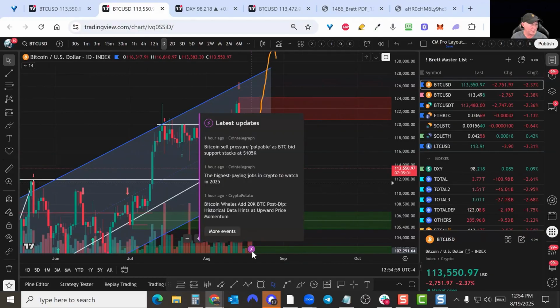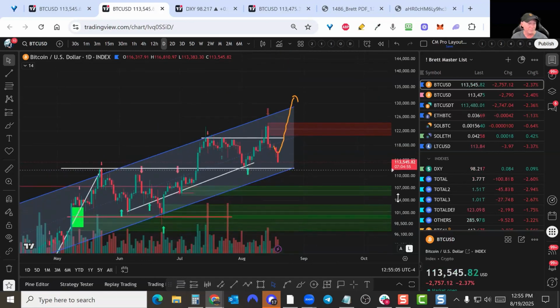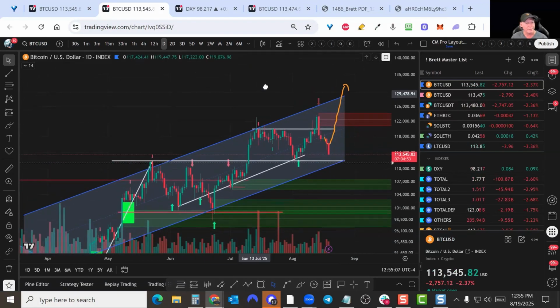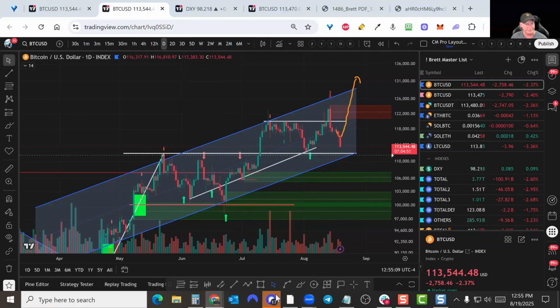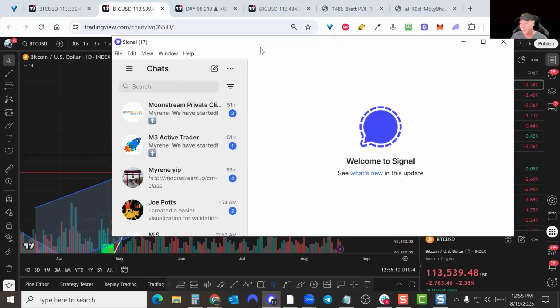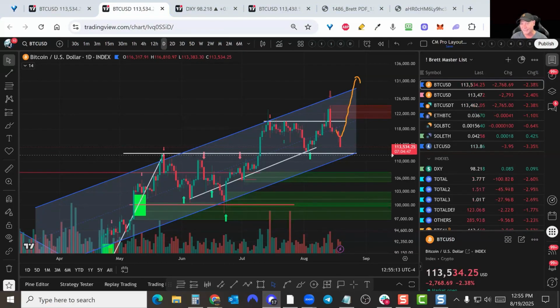Let's see what the news is. So look, this is just market structure. I did post something last night. If you're wondering what's going on, the market makers are going for liquidity right here, and I will go find that chart because I put it in the M3 Active Trader right here. And we can look at it live.